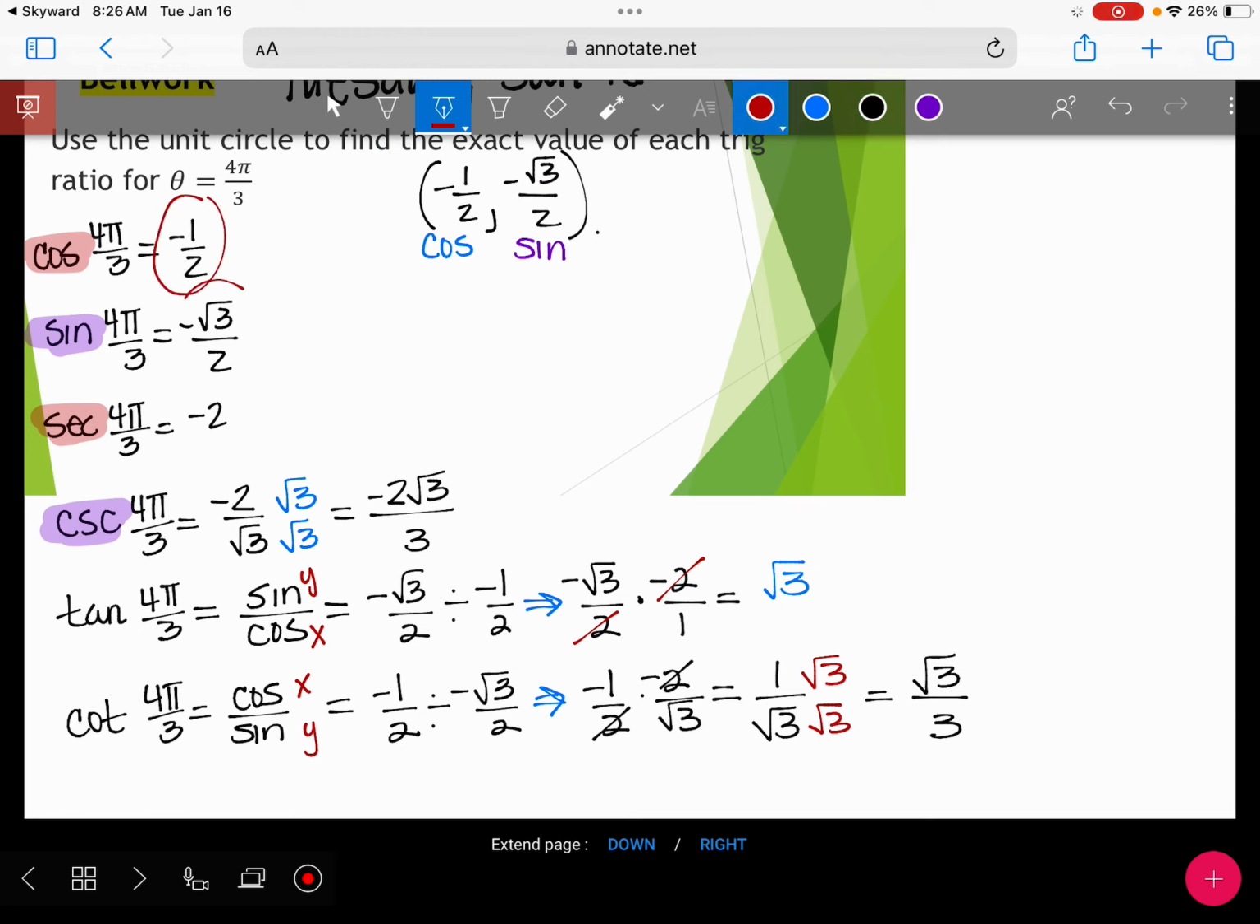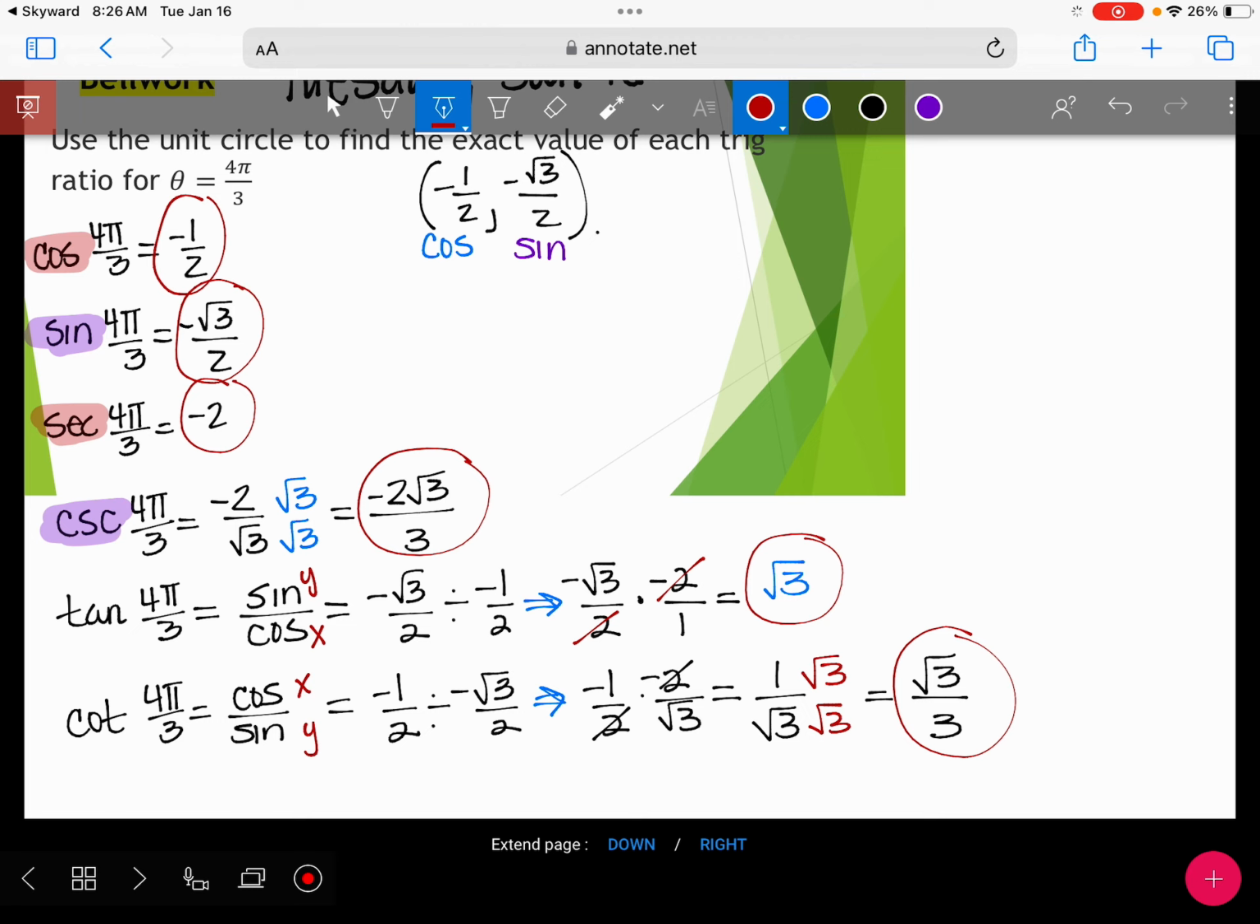So these are my 6 answers. And this is an example of a question that will be on your quiz next week. So I'm going to give you an angle on the unit circle, and you will have to give me all 6 of the trig ratios. Just next Wednesday. All right, any questions?